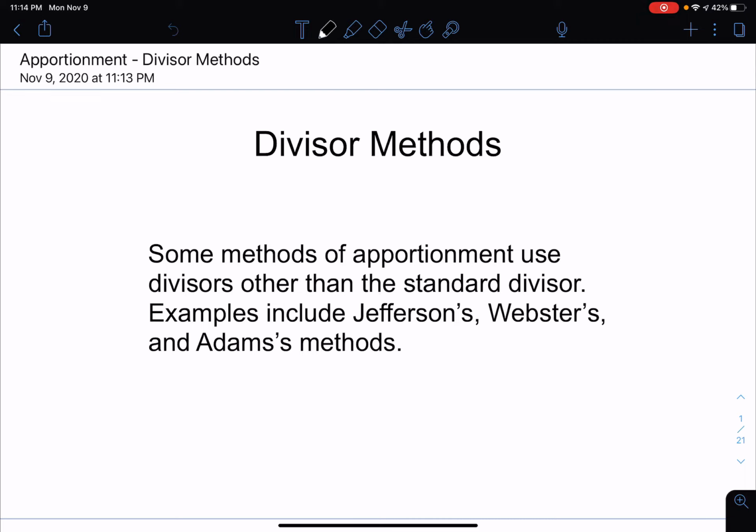Then each of these three methods I have listed here, Jefferson's, Webster's, and Adams's, all differ based on how we're going to do our rounding. Once we've found our modified divisor and done the division, how are we going to round? Are we going to round down, round up, use normal rules of rounding? What are we going to do? So that's where it really matters. And how do we make the decision what to do?